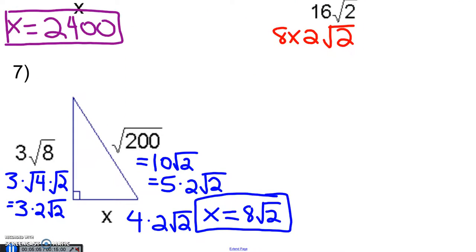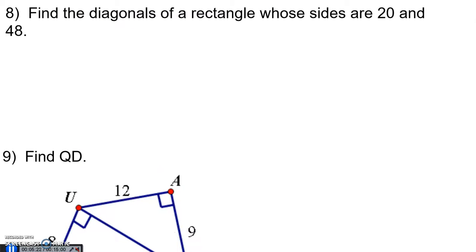So here on number 7, we had to simplify our radicals in order to find our Pythagorean triple of 3, 4, 5. So it's 3, 4, 5 times 2 root 2, which gave us 8 root 2 for x. Alright, last one we're going to do together.